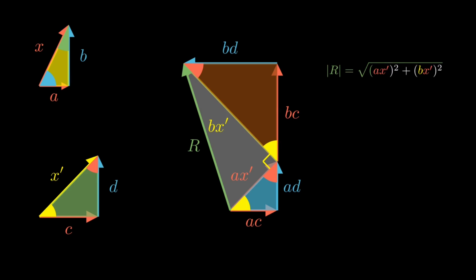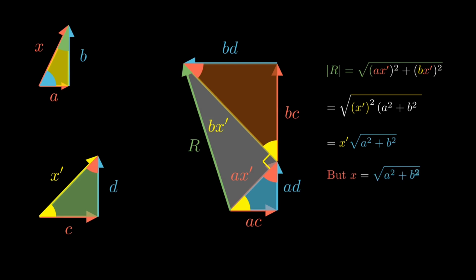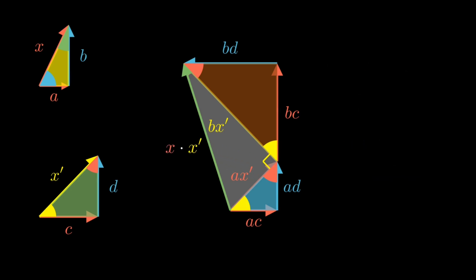When we substitute the values, we find that the result is x times x prime, where x was the hypotenuse of the top yellow triangle and x prime the hypotenuse of the green triangle. This leads us to a key conclusion. When multiplying two complex numbers, their magnitudes, or lengths, multiply.